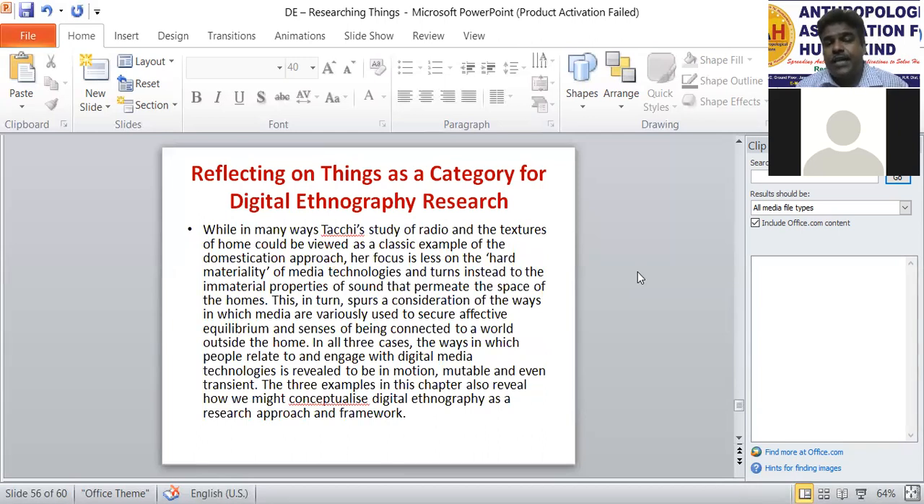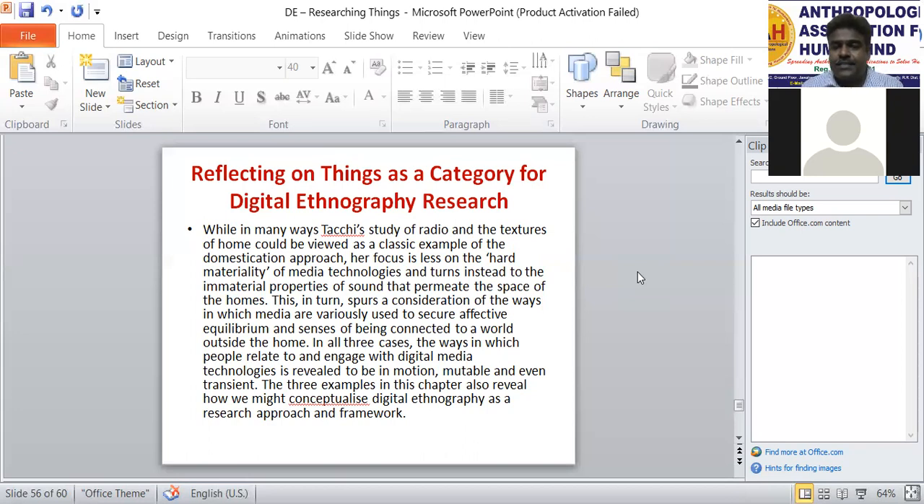We are reflecting on things as the category for digital ethnography research. So, while in many ways, Tacchi's study of radio and textures of home could be viewed as a classic example of the domestication approach, her focus is less on the hard materiality of media technologies and turns instead to the immaterial properties of sound that permeate the space of the homes. This in turn spurs a consideration of the ways in which media are variously used to secure affective equilibrium and senses of being connected to a world outside the home.